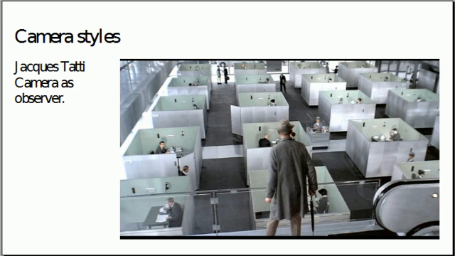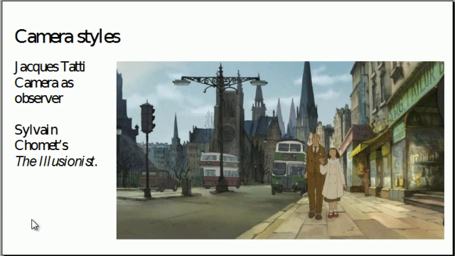Let's talk a little bit about camera style. Camera styles can be very, very different. Jacques Tati, famous French filmmaker, tended to use the camera as an observer. He shot everything in wide shot. Almost no close-ups in the whole film. Very detached style. And if you look at Sylvain Chomet's film, The Illusionist, it's shot in almost exactly the same way. There are no close-ups in that film. It's all filmed wide to reproduce Jacques Tati's style of filmmaking.